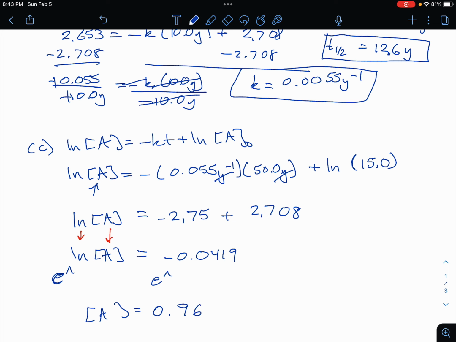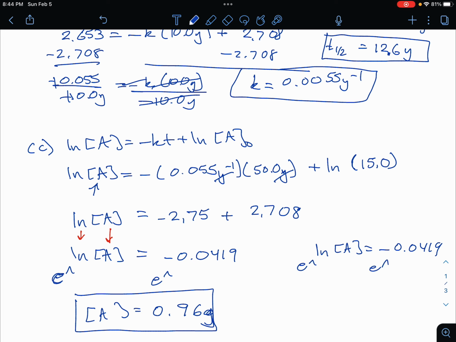0.9, let's call it 6 grams. All right. So the key thing here is just this weird point when you get to here where you have ln of a number equals some other number, and all you're doing here is raising this to the power of e. So e to the negative 0.0419 gives you this number here, and then e to the ln of a is just a. All right?